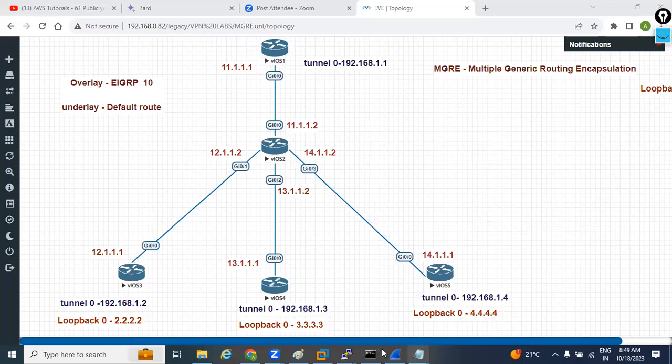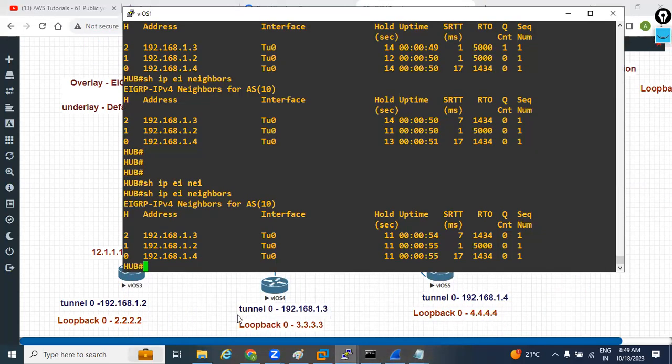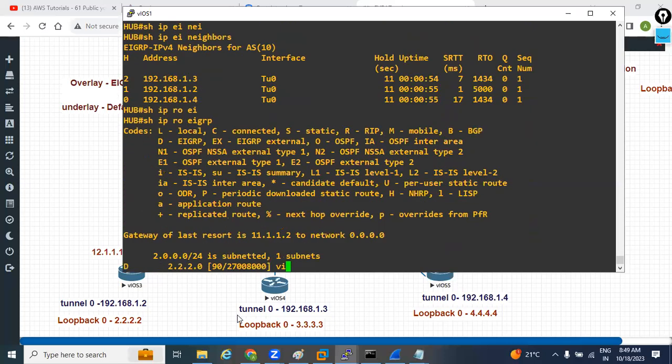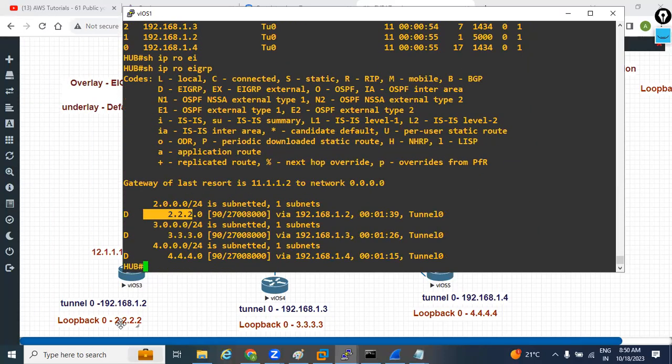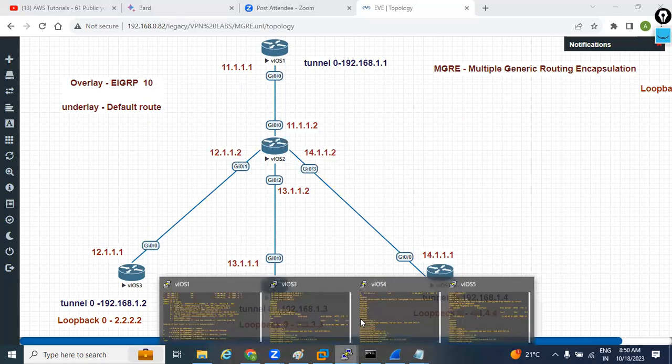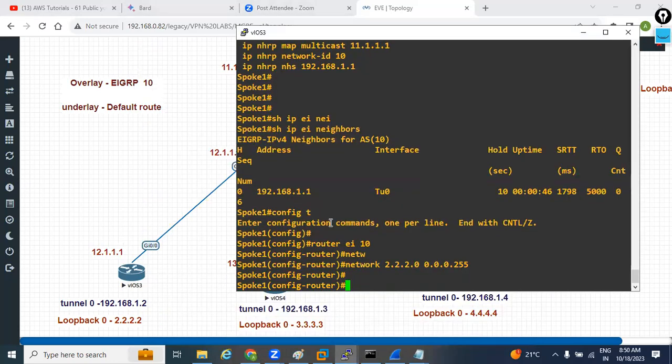Okay, so let's get into the hub first. So show IP route EIGRP: 2.2, this one here, via 192, because now physical interfaces are not there, like tunnel interfaces. 3.3 via 1.3, 4.4 via 1.3. Clear or not?